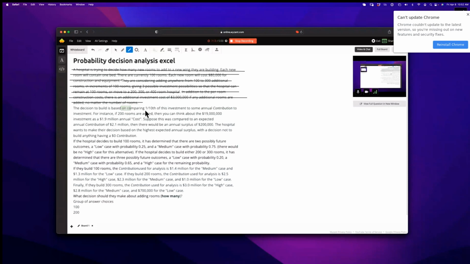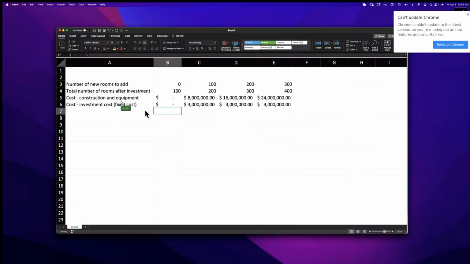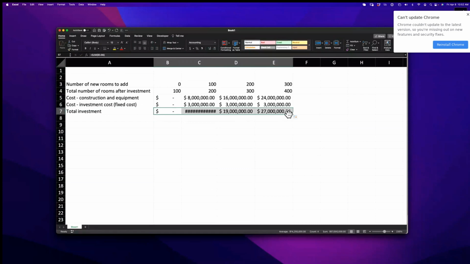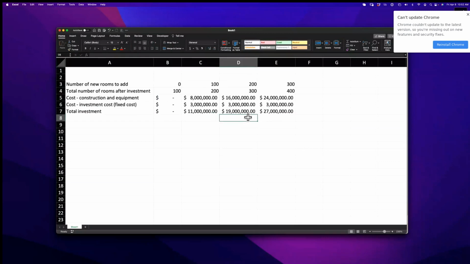Okay, so let's look at the total investment. The total cost is the total investment. So we're just going to sum the previous 2 rows. Okay, so we have either 11, 19 or 27 million.